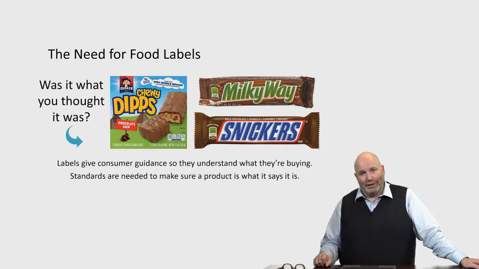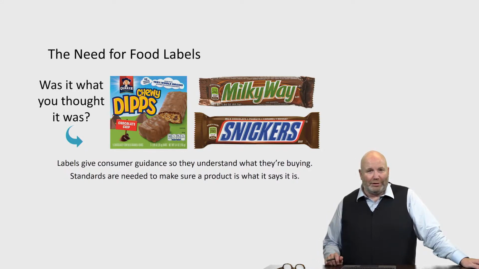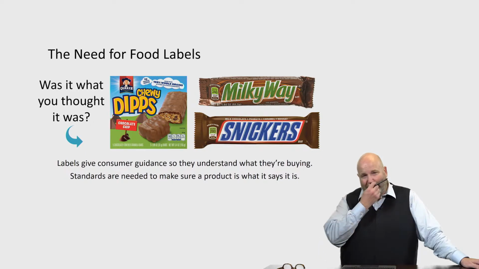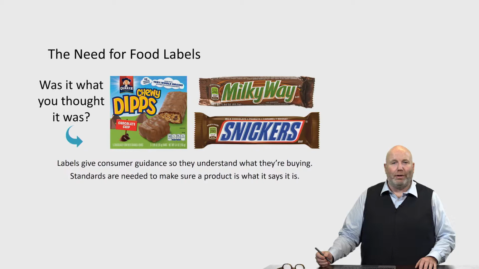Well, actually, it's not. It's not a Milky Way, a Snickers bar, or anything similar to that. In fact, it's a chewy dip produced by Quaker Oats. So we thought that might have been a chocolate bar, but it turns out to be something different. In fact, you don't even buy this in the candy aisle in the store. And so we need to have a label telling us what it is we're buying, because just because we look at something, it may not be what we think it is.